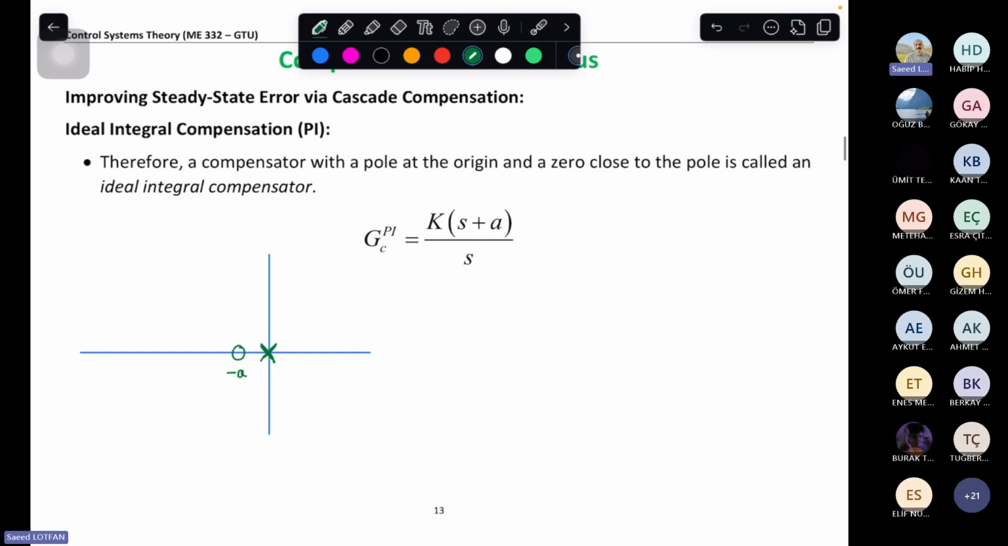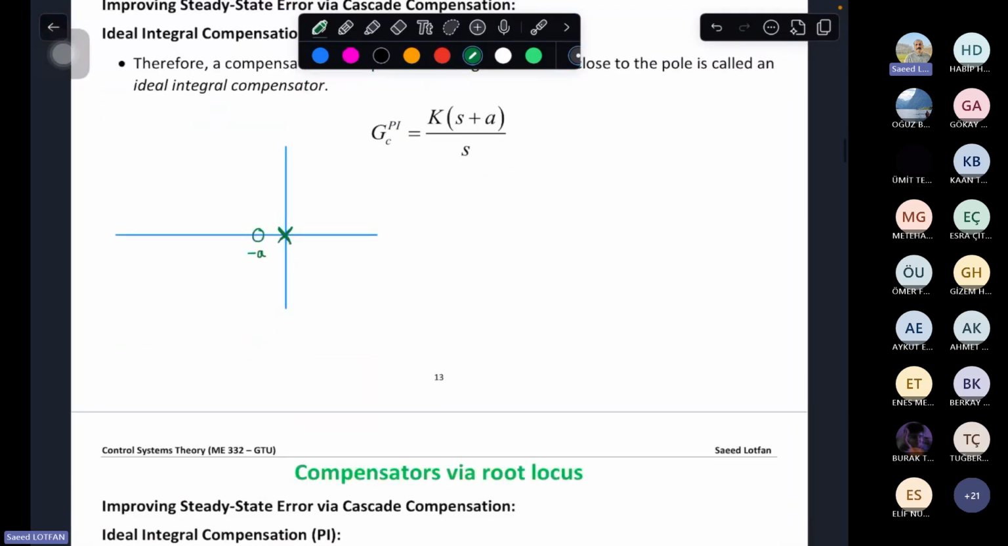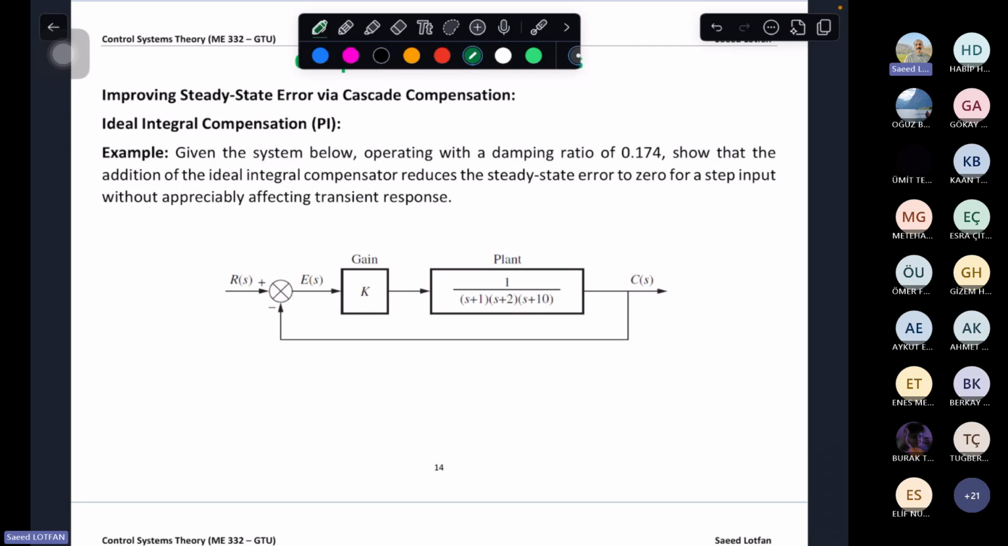Now let's see an example to do our control system design part of the system by PI compensator. The example says, given the system below operating with a damping ratio of 0.174, show that the addition of the ideal integral compensator reduces the steady state error to 0 for a step input without appreciably affecting the transient response. Okay, let's see.